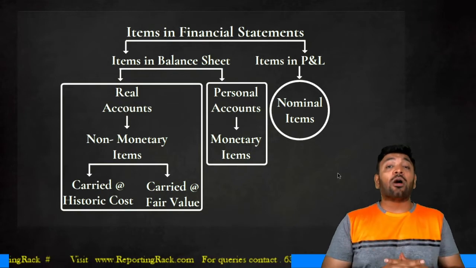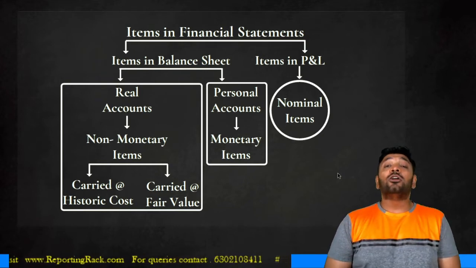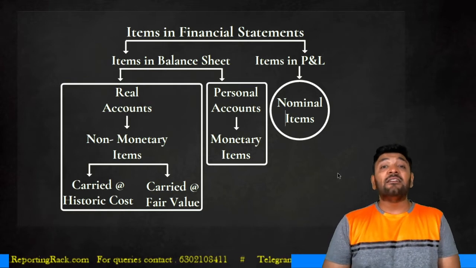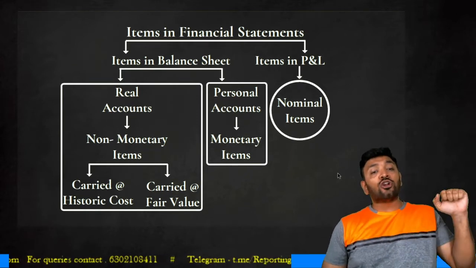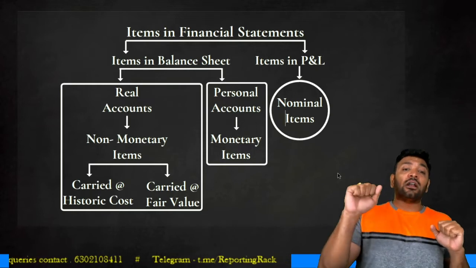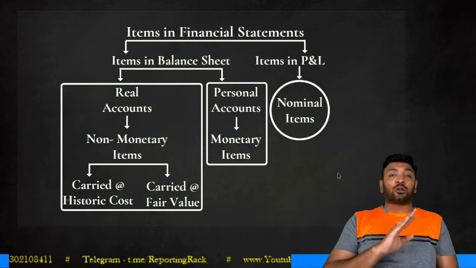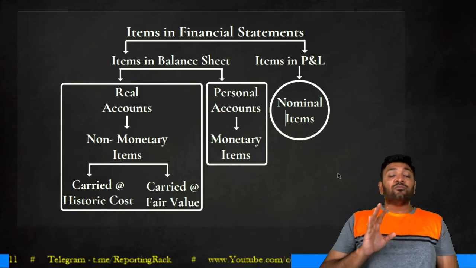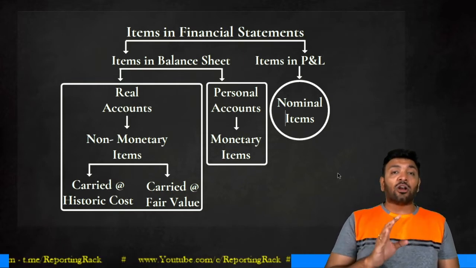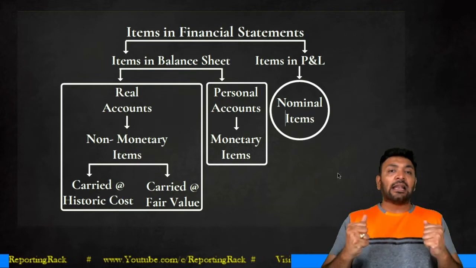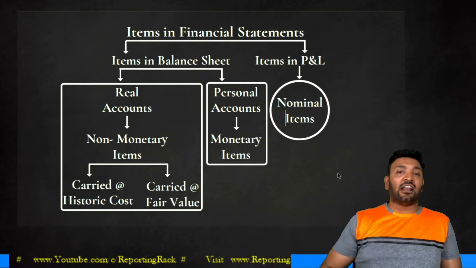What are real accounts? Real accounts are considered non-monetary in nature, as they are not settled or realized in a fixed sum of money. Best examples are your property, plant and equipment, intangible assets, investments, inventory. These are further classified into two types: those non-monetary items which are carried at historic cost and those non-monetary items which are carried at fair value. You remember under Ind AS 16, we said either you can go as per the cost approach or as per the revaluation approach. When I apply the revaluation approach, I have to measure the asset at its fair value. So non-monetary assets are classified into two parts: non-monetary assets carried at historic cost and non-monetary assets carried at fair value. Clear?